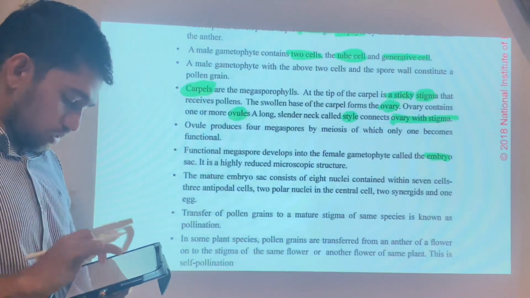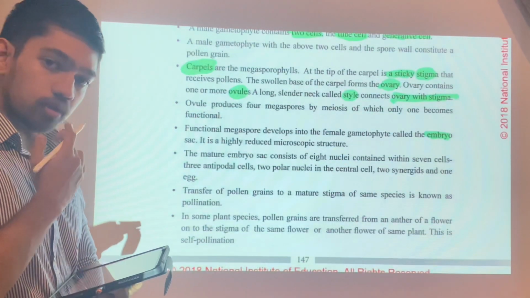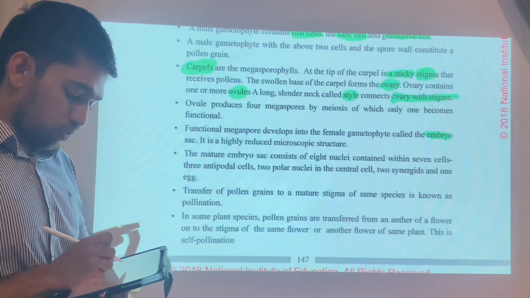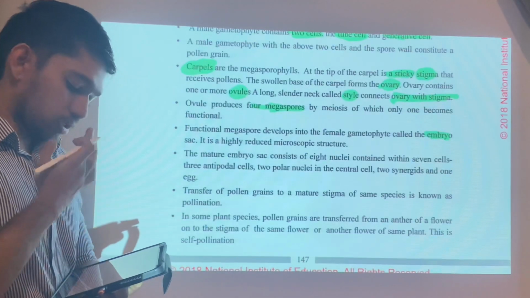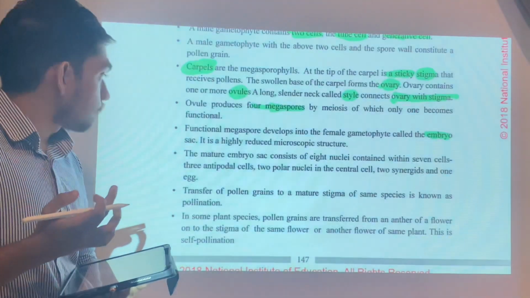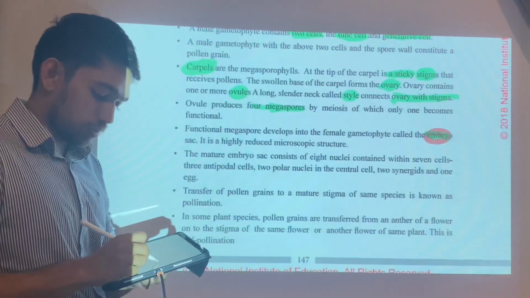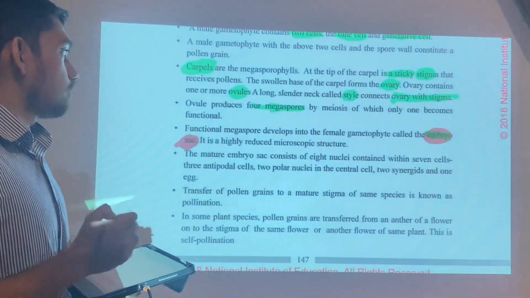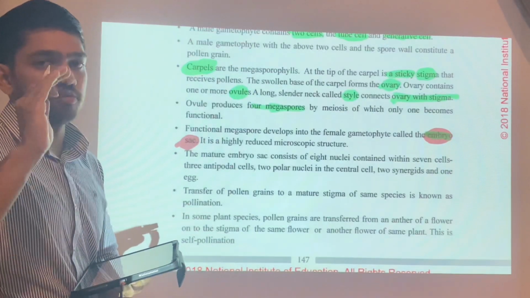carpels are the megasporophylls. It has a stigma, we talked about that. The ovule, same story, has a megaspore mother cell inside, and it will produce 4 megaspores by meiosis and only one will remain functional. The functional megaspore develops into the female gametophyte. The female gametophyte has a special name, embryo sac. It's a very, very reduced structure in your flowering plants. The gametophyte is very reduced.